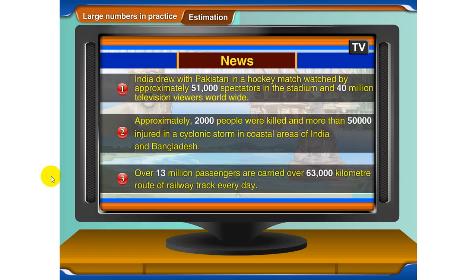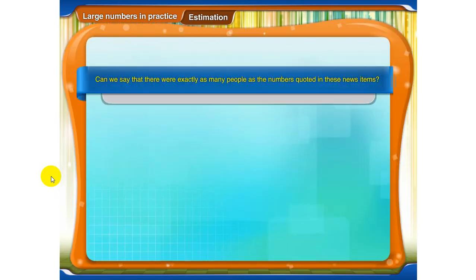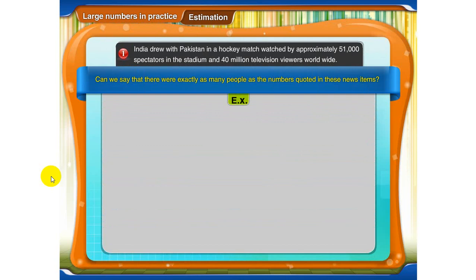3. Over 13 million passengers are carried over 63,000 kilometer route of railway track every day. Can we say that there were exactly as many people as the numbers quoted in these news items? For example, in news item 1, were there exactly 51,000 spectators in the stadium? Or did exactly 40 million viewers watch the match on television?